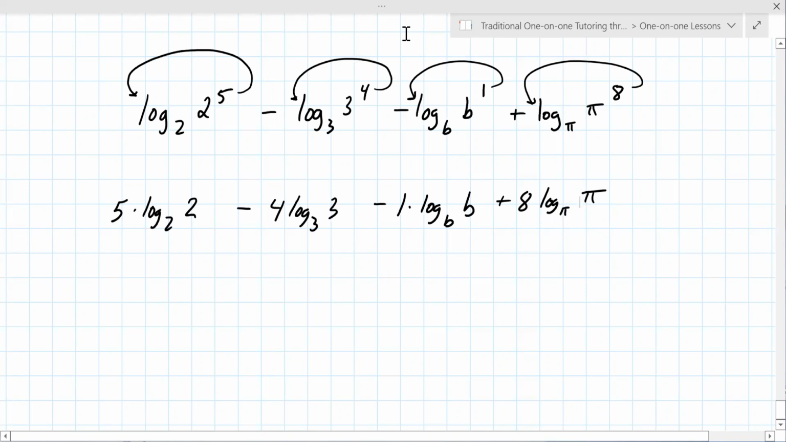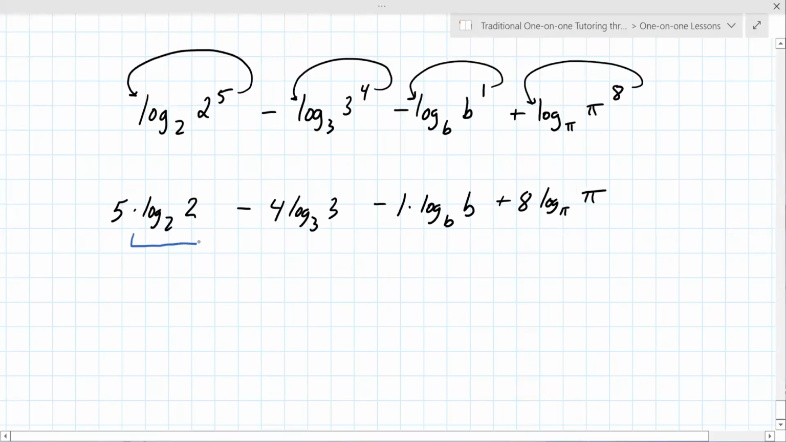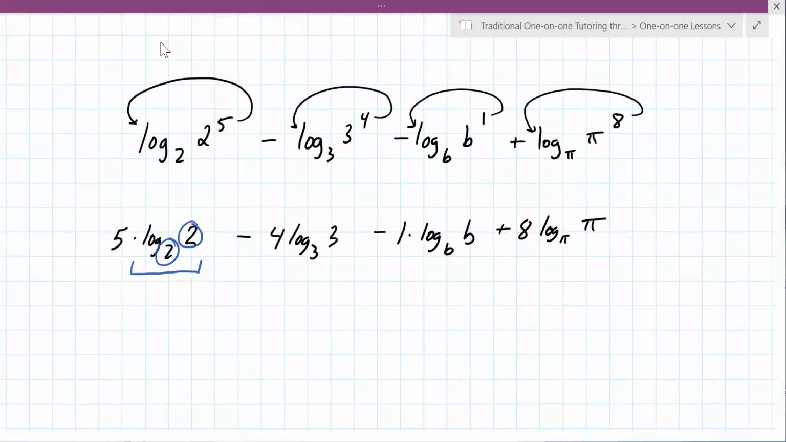And what you should notice about every single one of these is that the base is the same as the thing you're taking the log of.